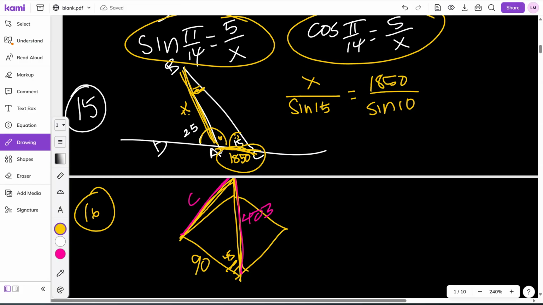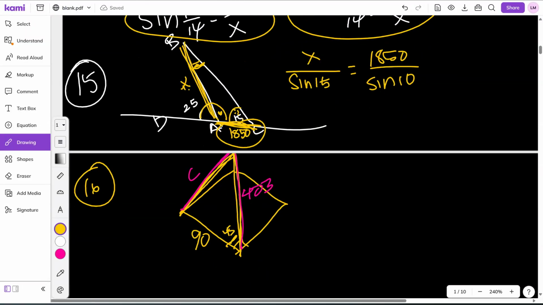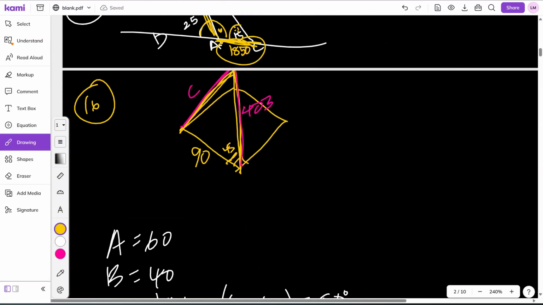And then I have this one, so it's 1850 over sine 10. 16, so you can finish that. 16 is law of cosines.